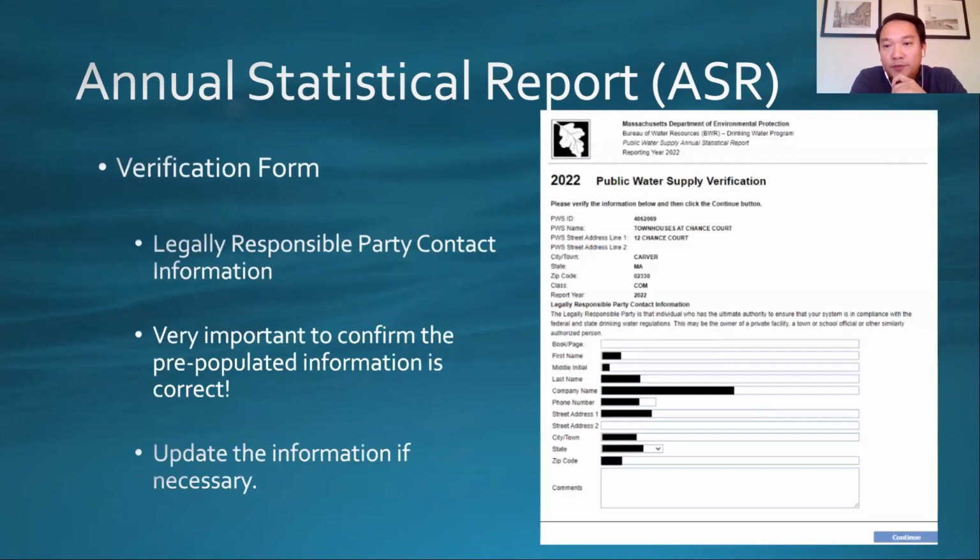Okay, so when you first start the annual statistical report, after you go through starting the transaction, the first form you're going to see is this verification form. We've noticed that people have been kind of skipping through this form because it is pre-populated. But please take the time to review the information. We use this for enforcement purposes, so we need to know who the actual legally responsible party is in case we need to take enforcement actions. Next slide.